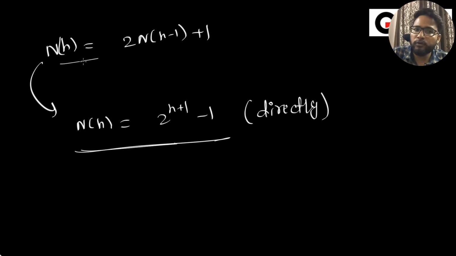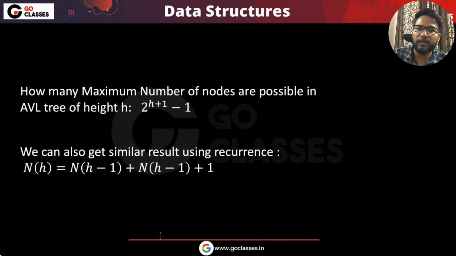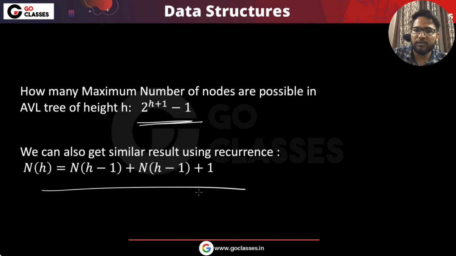Why have I told you this long way? Because there will be some kinds of questions where you will need the recursion. You should know how to think in the form of recursion. Now you know how to think in the form of recursion, right? This slide is saying how many maximum number of nodes are possible in an AVL tree of height h. I know this is the formula. We can also get the similar result using the recursion, which is 2 into nh minus 1 plus 1.